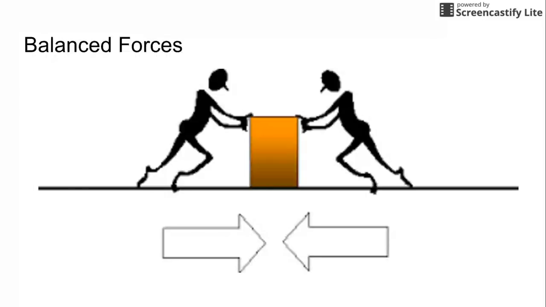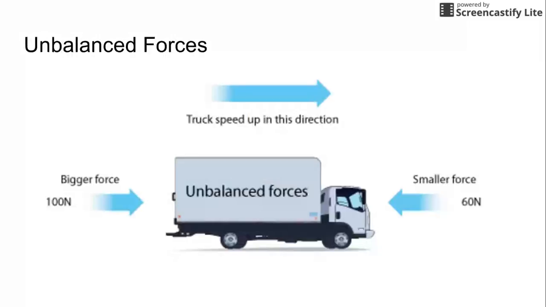So balanced forces would be two people of the same size and strength pushing on this box. It's balanced. The object is not moving. Unbalanced could be something like the truck speeding up in the direction right. There's a small force, possibly wind, coming from the front of the truck, and the bigger force coming from the back of the truck. So there's a net force to the right.